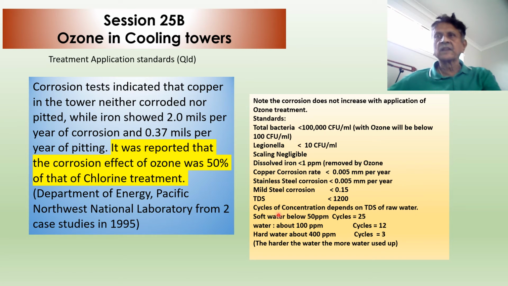The water about 100 ppm. Hard water was 400 ppm. So if the water is 100 ppm, then the cycles will be 12. If the hard water is 400 ppm, the cycles will be 3. So if you notice, the harder the feed water, the lower the cycles you're going to have.